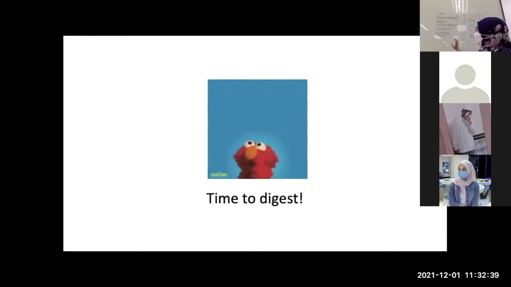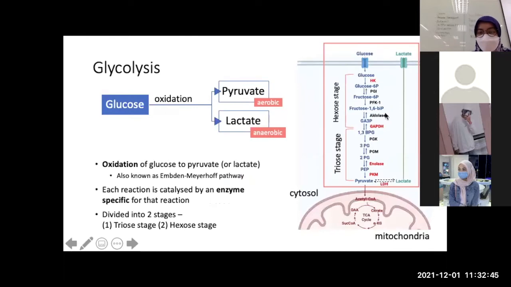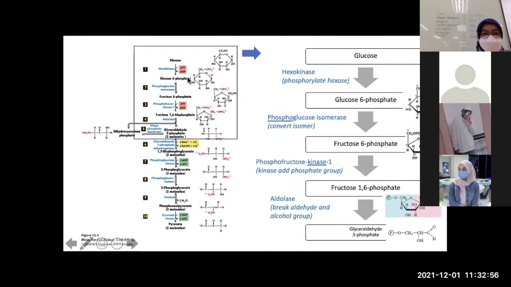Okay, and then site of reaction. So just now, glycolysis happens in the cytosol. And then you can add on how many steps there are. So for glycolysis, it's 10 steps. Every time that I give you time to digest today, you can go and summarize this for each pathway.